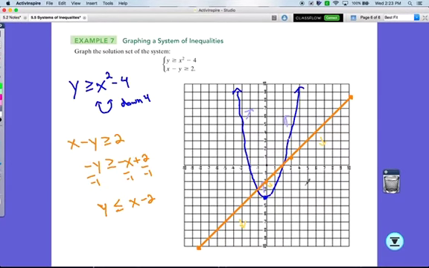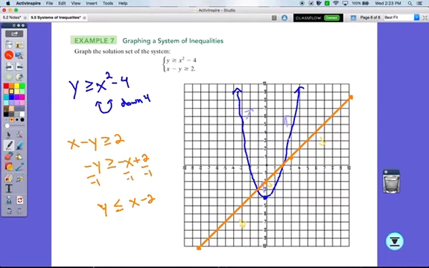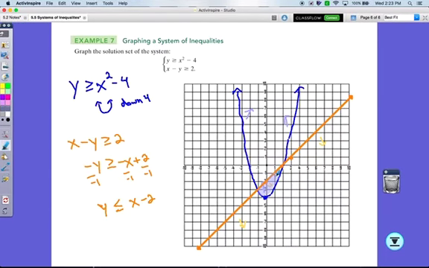Where would I have shaded both above the blue and below the orange? That's going to be my answer. My answer is this little area right here. This little section right here is the answer to that system of inequalities. That graph.